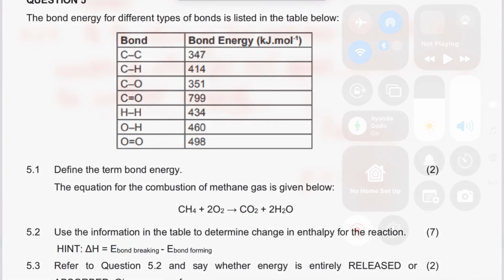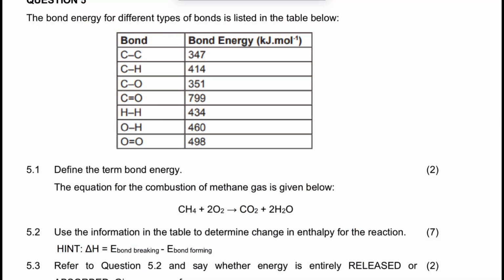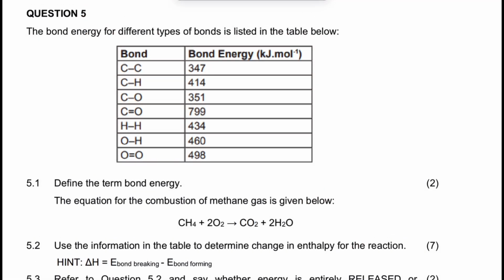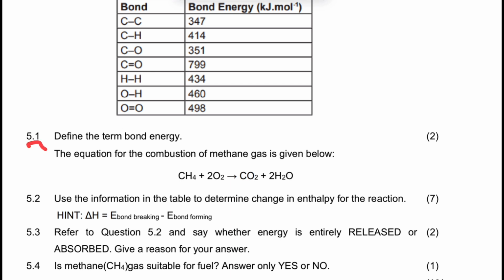Let's look at question 5. It's an energy change. It says the bond energies for different types of bonds are listed in the table below. These are the energies. In 5.1, it says define the term bond energy. You need to define bond energy, guys. Check the exam guideline when it comes to bond energy.